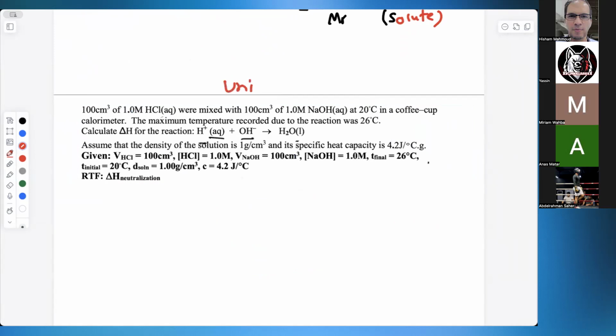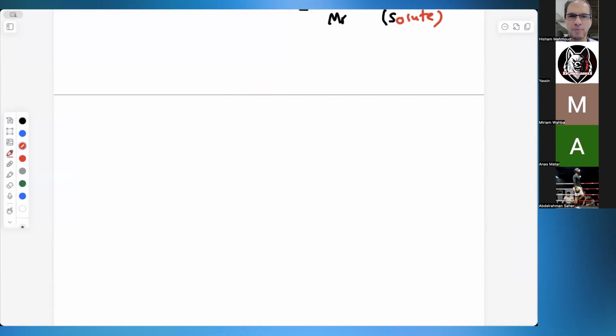So we are still in unit 6. The 100 centimeter cube of 1 molar HCl was mixed. This is the same question. I'm sorry, by mistake, the same question. This is the second one.